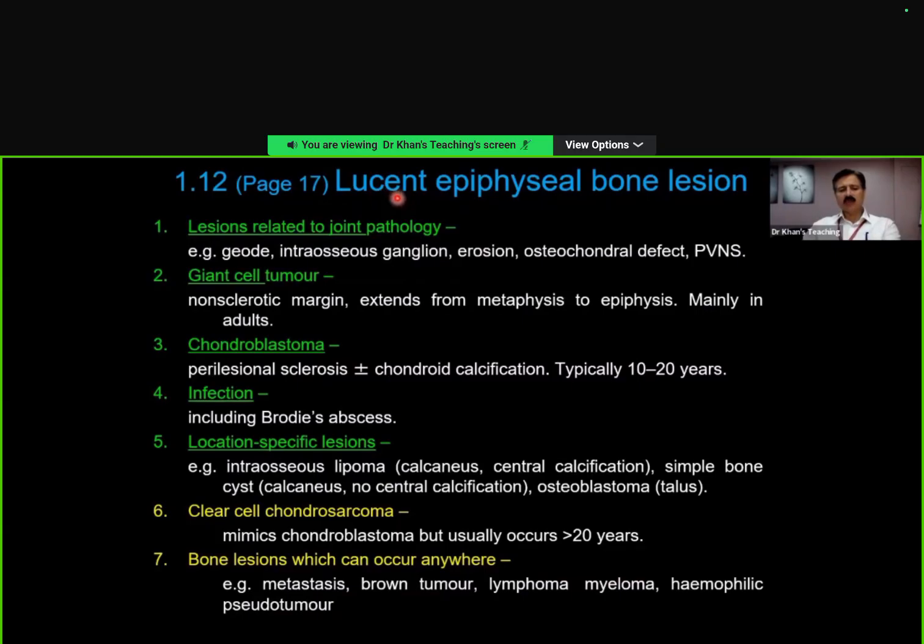Now, this differential diagnosis is extremely important, and on Saturday I will revisit this lucent epiphyseal bone lesion. It is extremely important for the exam. Many a time it will come in the exam, and you should know it very well. Lesions related to joint pathology, and in the differential, PVNS is there. Giant cell tumor, chondroblastoma, age will change everything. We'll come back to these points.